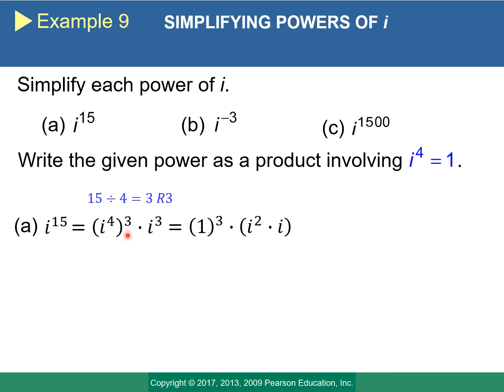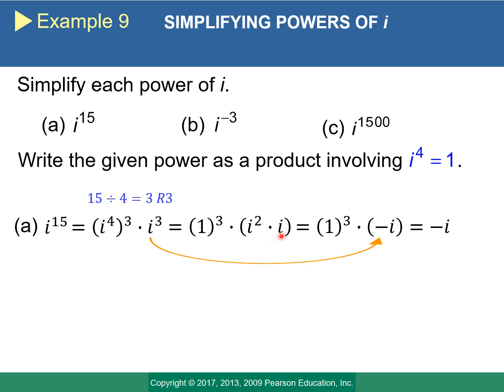But then i to the 3rd, that was on our list. So if you remembered what i to the 3rd equaled, you can just put that here. But if you didn't remember, you can break it apart. If you remembered i to the 3rd from our list was -i, you can just replace it. But if you ever forget, you can just say, well, i to the 3rd is i squared times i.